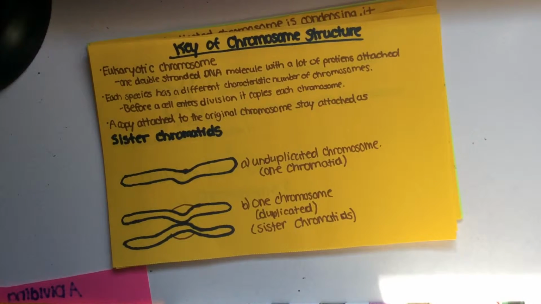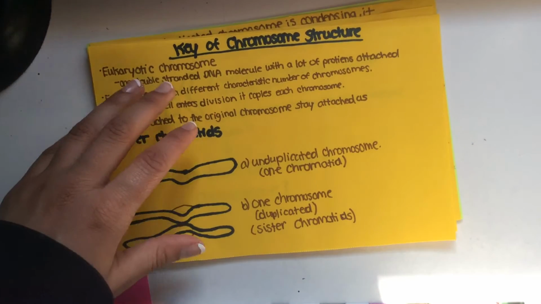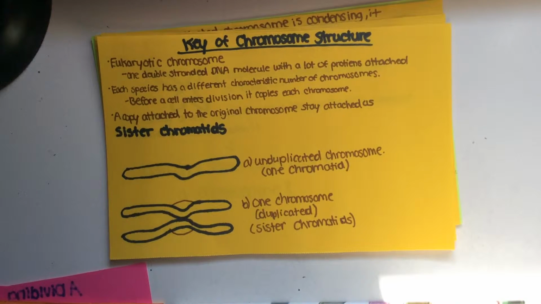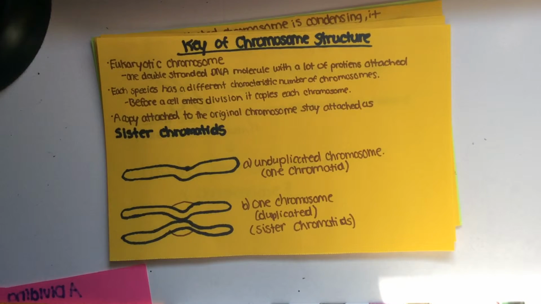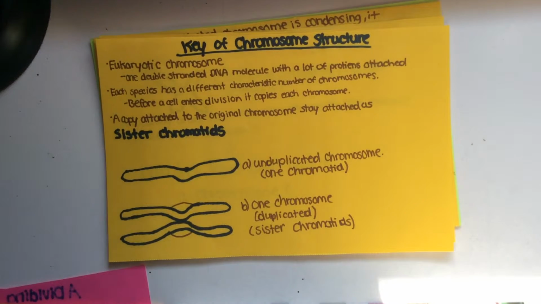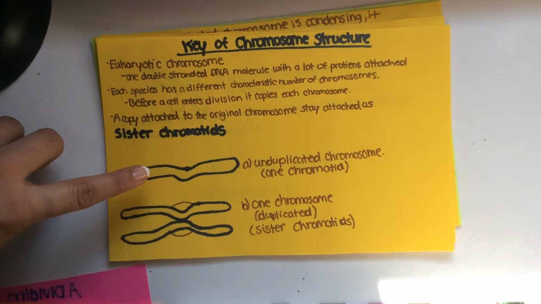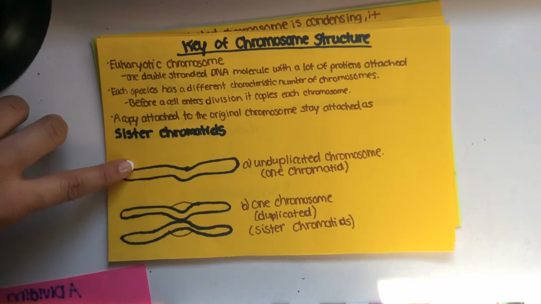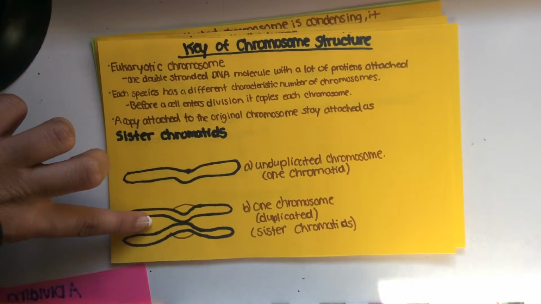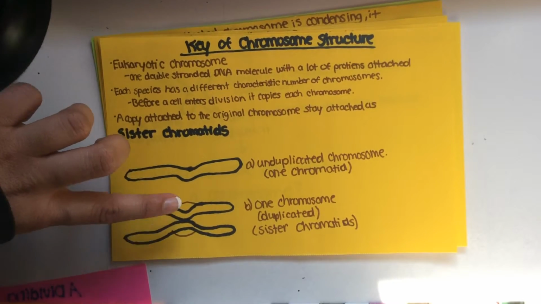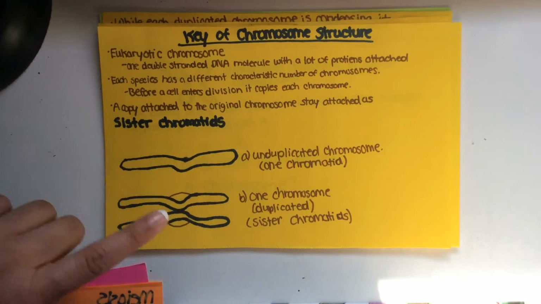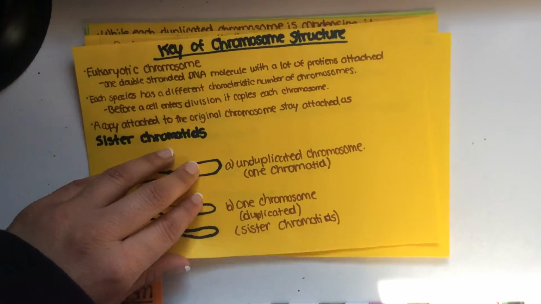So, the key structure of a chromosome. Eukaryotic chromosomes are one double-stranded DNA molecule with a lot of proteins attached. Each species has a different characteristic number of chromosomes. Before a cell enters division, it copies each chromosome. A copy attached to the original chromosome stays attached as sister chromatids. So we have one unduplicated chromosome, which is called a chromatid, and one whole duplicated chromosome, made of sister chromatids. Further in the video, we'll go into what these structures are.